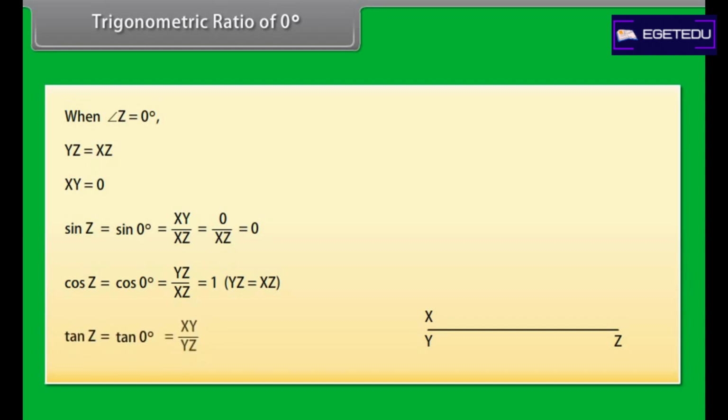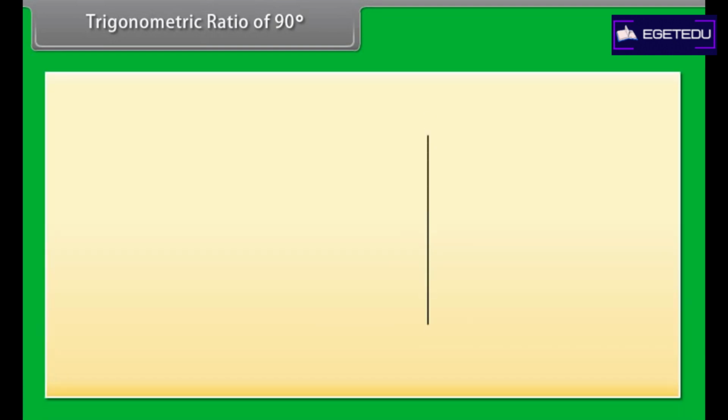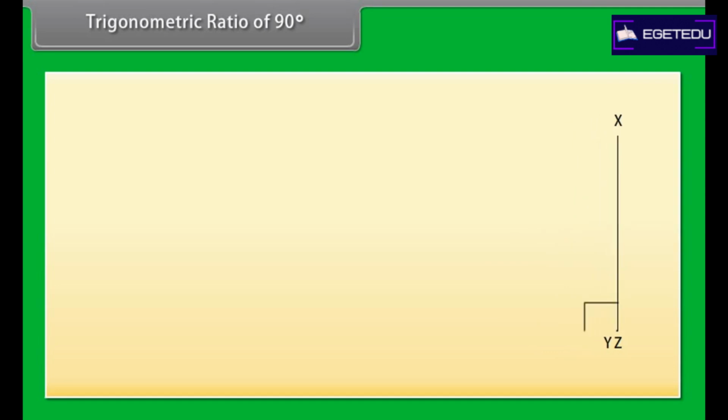Sin Z is equal to sin 0 degrees, which is equal to XY upon XZ, which equals 0 upon XZ, which is equal to 0. Cos Z is equal to cos 0 degrees, which equals YZ upon XZ, which equals 1, as YZ is equal to XZ.